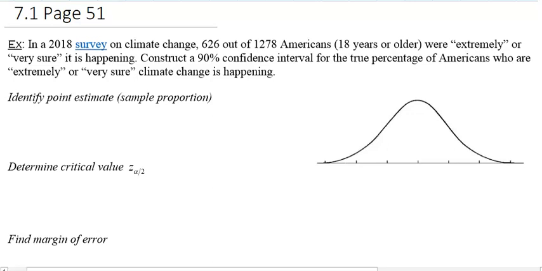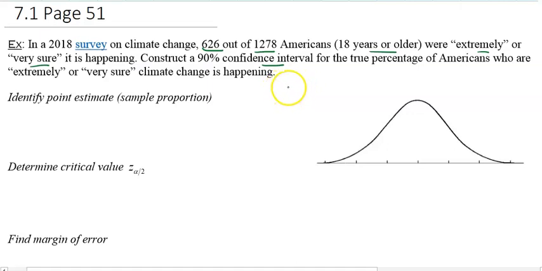Continuing on, another example we have: in a 2018 survey on climate change, 626 out of 1,278 Americans 18 years or older were extremely or very sure it is happening. Construct a 90% confidence interval for the true percent of Americans who are extremely or very sure climate change is happening. So to construct the confidence interval, hopefully by now we're getting comfortable with that.